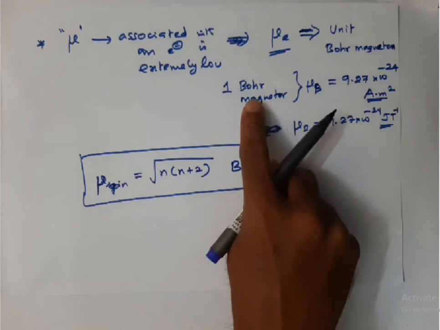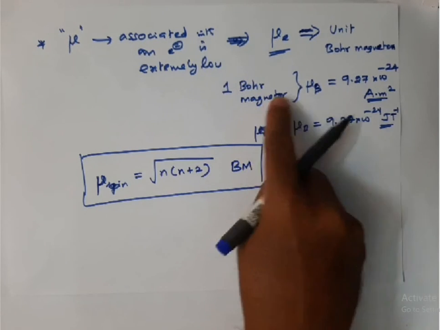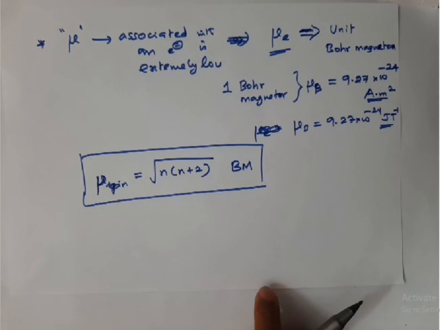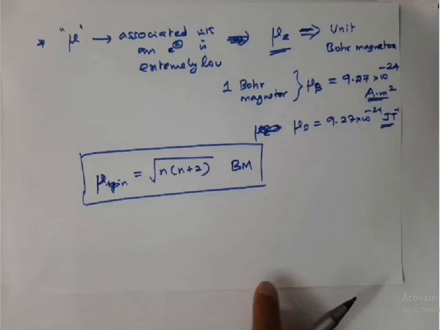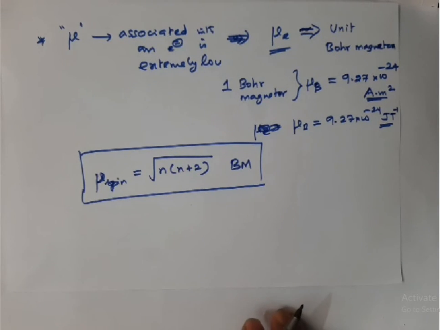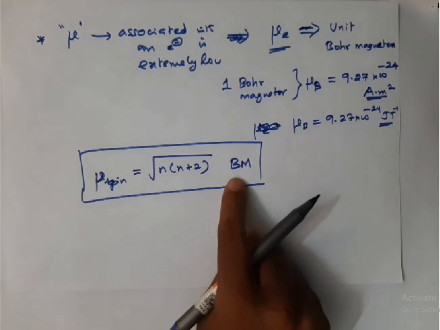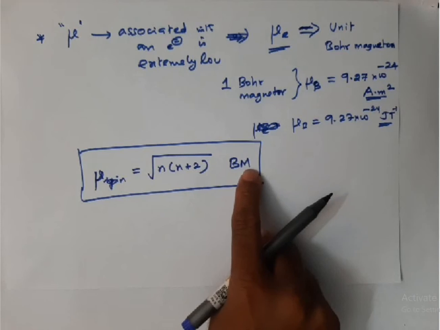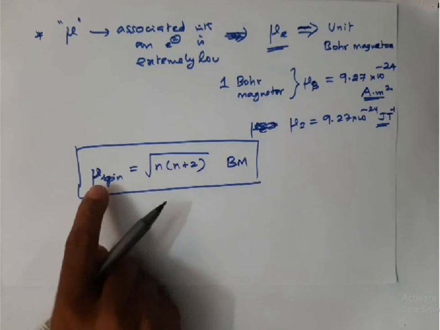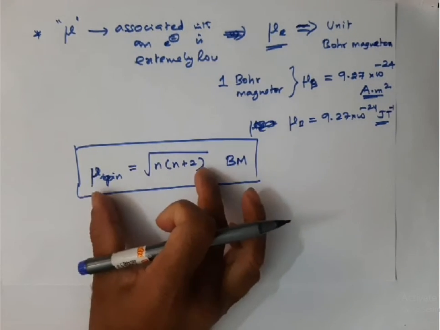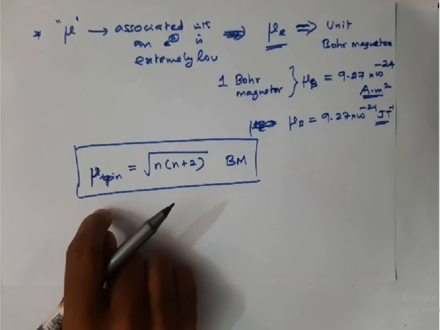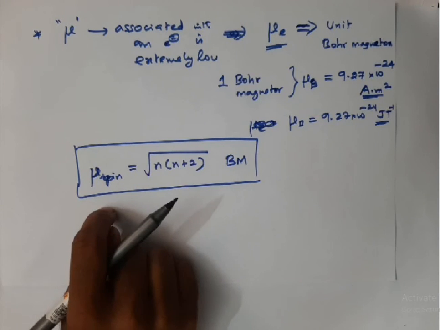What is one Bohr magneton? One Bohr magneton is an extremely low value, 9.27 times 10 to the power minus 24 ampere meter square or joule per Tesla. Remember, the unit of magnetic moment is Bohr magneton. This formula is applicable for spin only magnetic moment. The magnetic moment arises due to the spin motion of the electron.